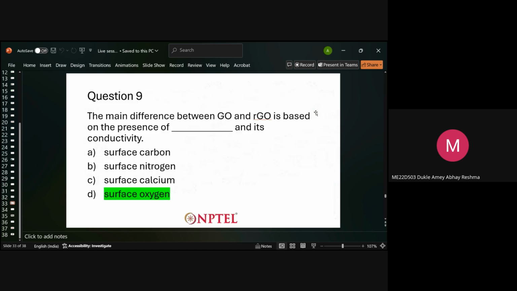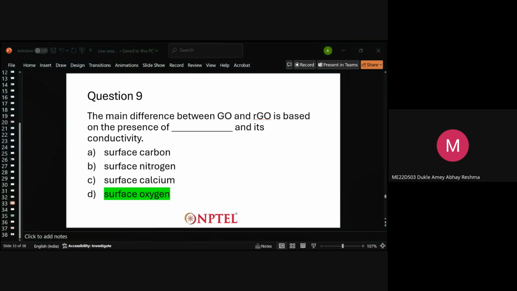So the answer here is presence of surface oxygen. When you remove the surface oxygen is when you start getting better conductivity. I hope I repeated your question 4 and 9.